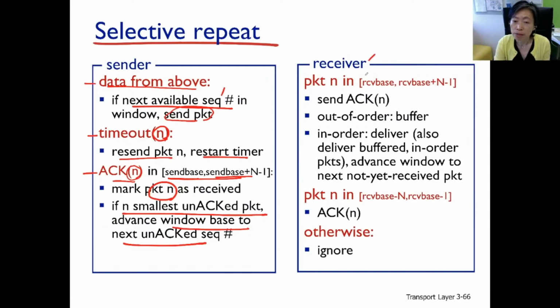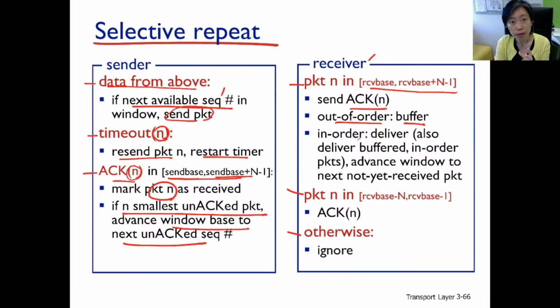Similarly here at the receiver end, there are 1, 2, 3 transitions. The first transition is if we receive a data packet that's within the range receive base to receive base plus N minus 1, so that is reasonable, as expected. Then we send an individual acknowledgement. So if it's packet n, then ACK n. If this packet is not expected, meaning it's out of order, then we will buffer it. So these will be the pink packets, all right?